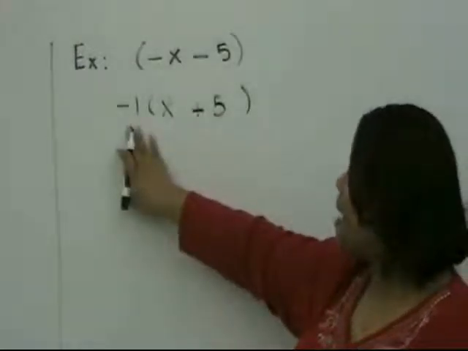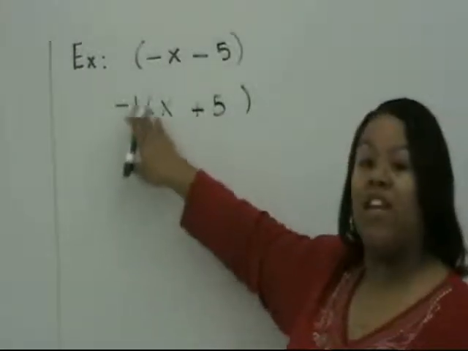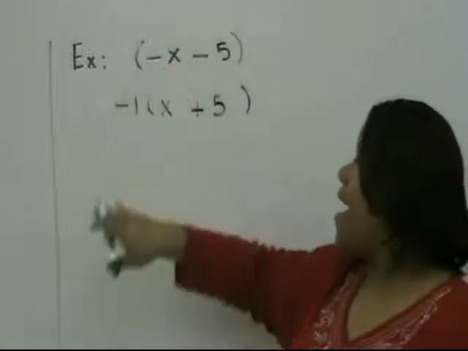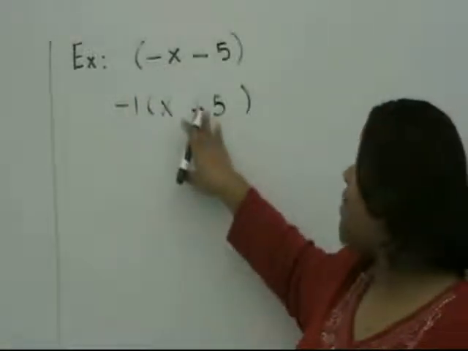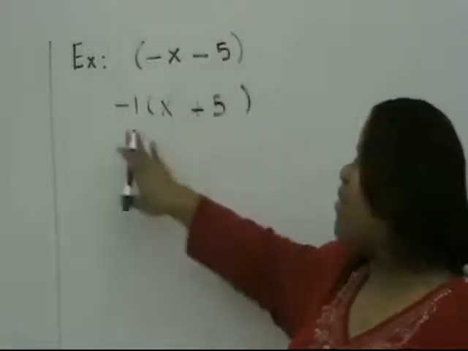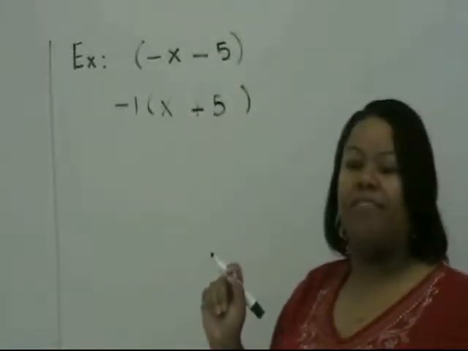And again, we can check by using the distributive property. Negative 1 times x is negative x. Negative 1 times positive 5 is negative 5. So we factored out the greatest common factor.